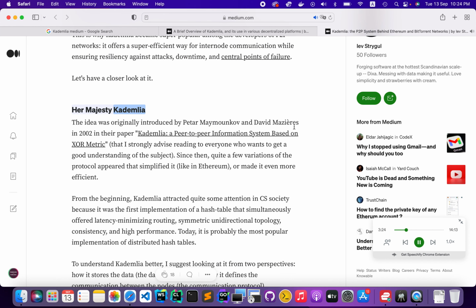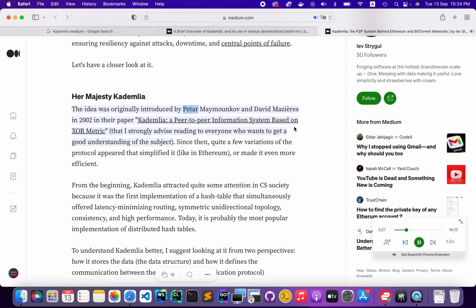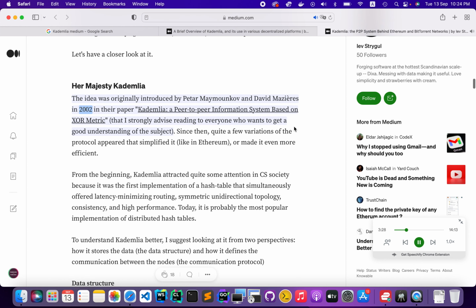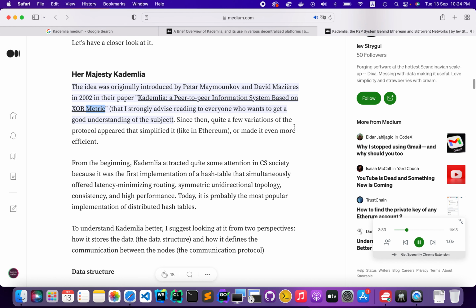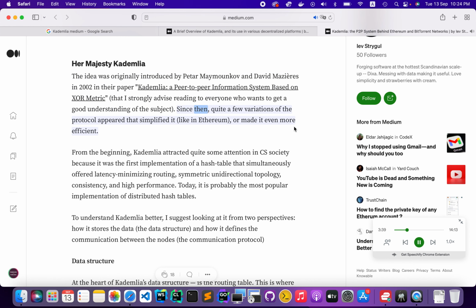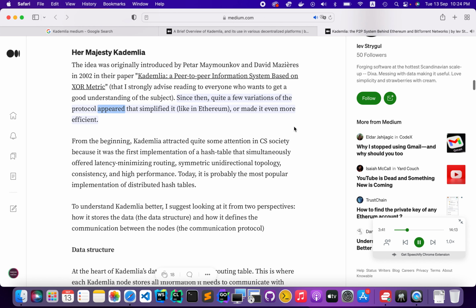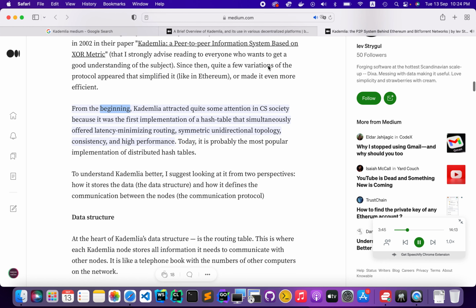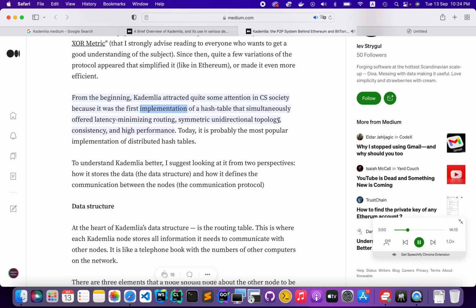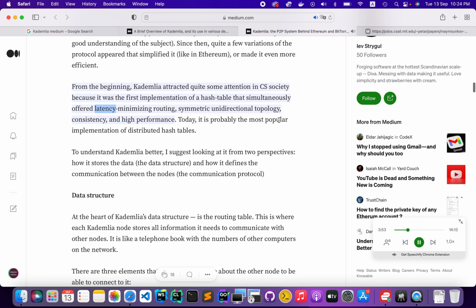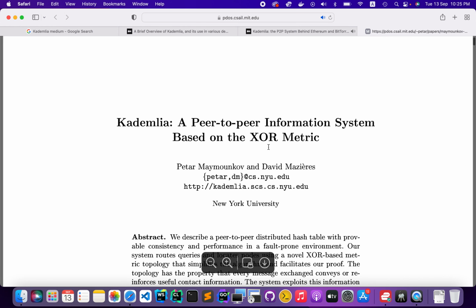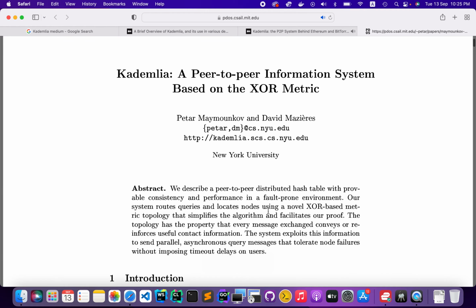Her Majesty Kademlia. The idea was originally introduced by Petar Maymounkov and David Mazières in 2002 in their paper Kademlia: A Peer-to-Peer Information System Based on the XOR Metric, that I strongly advise reading to everyone who wants to get a good understanding of the subject. Since then, quite a few variations of the protocol appeared that simplified it, like in Ethereum, or made it even more efficient. From the beginning, Kademlia attracted quite some attention in the CS society because it was the first implementation of a hash table that simultaneously offered latency minimizing routing, symmetric unidirectional topology, consistency, and high performance.